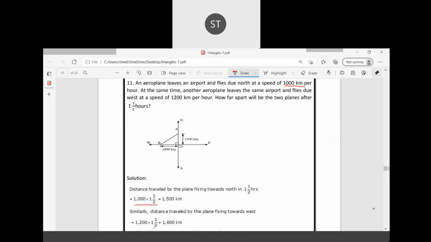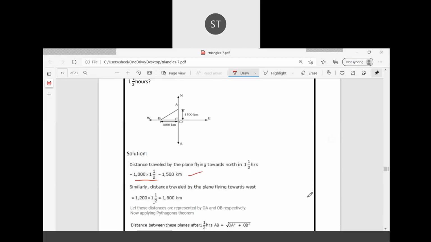North always shows the upward direction. So 1500 km is the distance. Similarly, the distance traveled towards the west is equal to 1200 into 1 and 1 by 2. So you get here 1800 km. Now OA and OB, based on the diagram we got. Now as we know that angle O is 90 degrees, so we can calculate the distance between A and B.